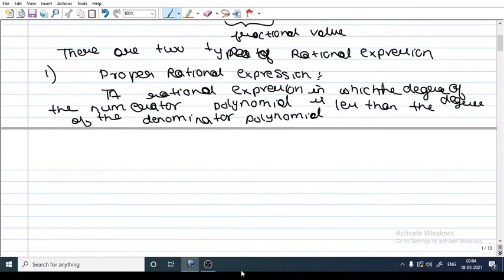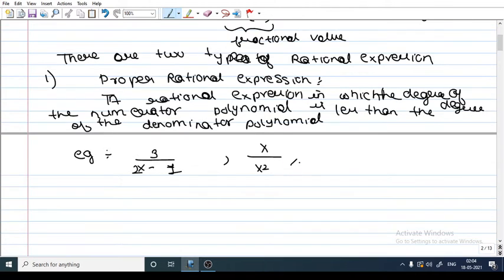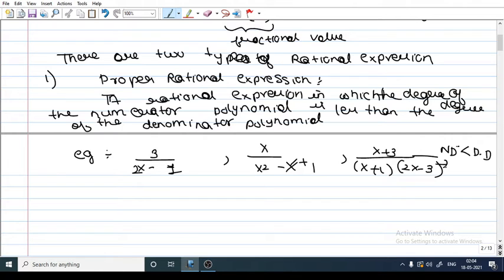Now we will see some examples of it, so that you can have better understanding. For example, take 3 upon 2x minus 1. Or you can take x upon x square minus x plus 1, or you can take x plus 3 upon x plus 1 into 2x minus 3. So here you can make out that the numerator degree is always less than the denominator degree, right? So this was proper rational expression.